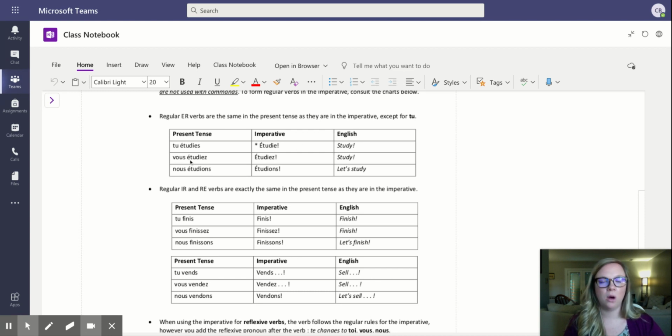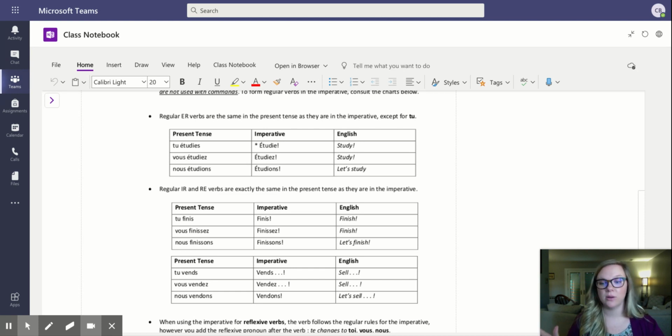When we want to say you all are studying, vous étudiez. If we want to make it a command now, we say study, étudiez. Notice that the verb form is the exact same here. And if we want to make a suggestion, let's study. Nous étudions is we are studying. If we drop the nous, then it becomes this suggestion. Let's study, okay?